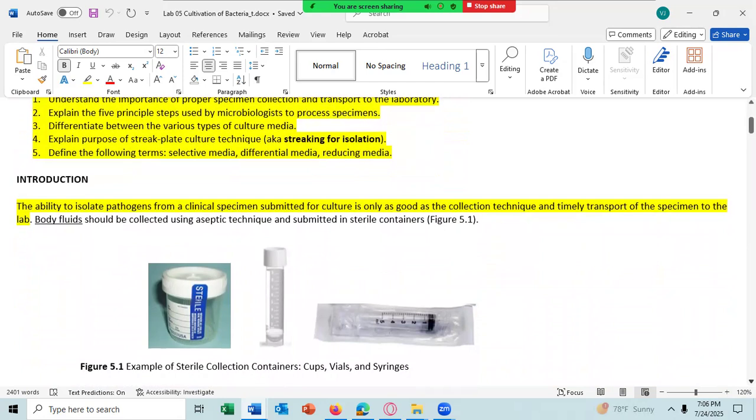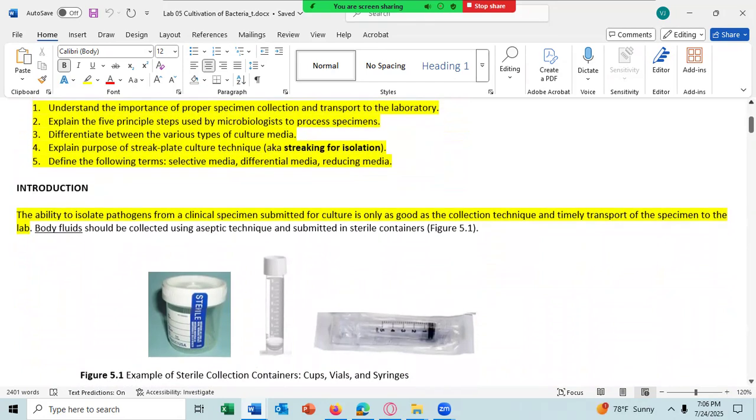Learning objectives for this lab. Understand the importance of proper specimen collection and transport to the laboratory. Explain the 5 principal steps used by microbiologists to process specimens. Be able to differentiate between the different types of culture media, explain the purpose of streak plate culture technique, AKA streaking for colony isolation. And then 5, define the following terms: selective media, differential media, and reducing media. Any questions about any of this stuff so far?